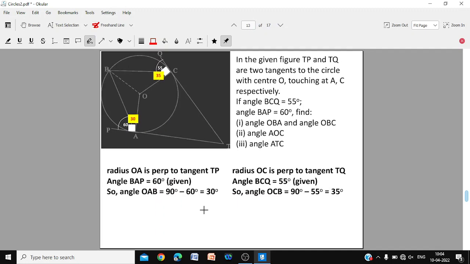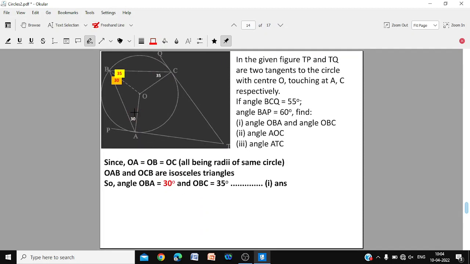First, see, radius is perpendicular, so the total should be 90. We have marked it by a white square. This white square indicates 90. And angle BAP is 60 degrees given. So the remaining part we get as 30 degrees. Again, radius OC is perpendicular to tangent, so this is 90 degrees. We have marked it by a white circle, and this is given 55. So the remaining angle 90 minus 55 must be 35. So we got this angle 30 and this angle 35.